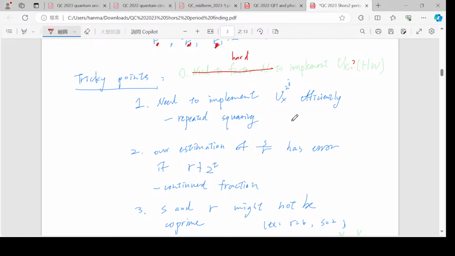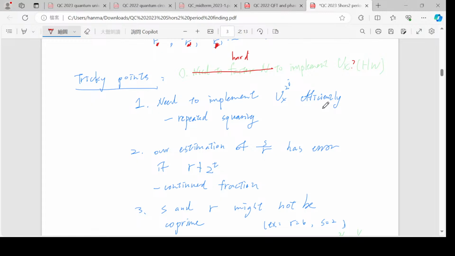The first one is the one we've been talking about. That is, you want to do phase estimation efficiently, then you need to do this Ux to some exponential power efficiently. And that can just be done by squaring repeatedly.